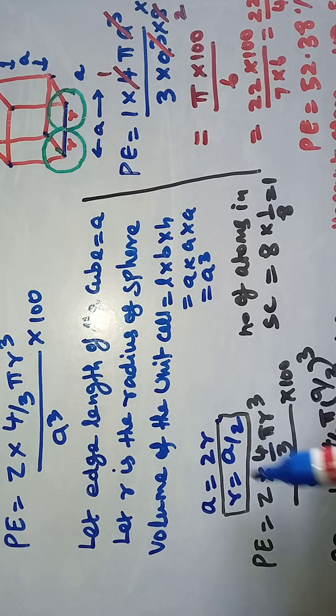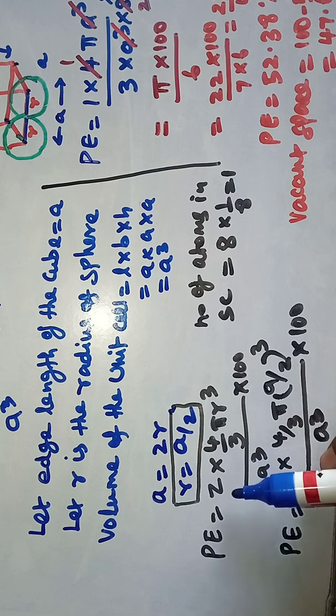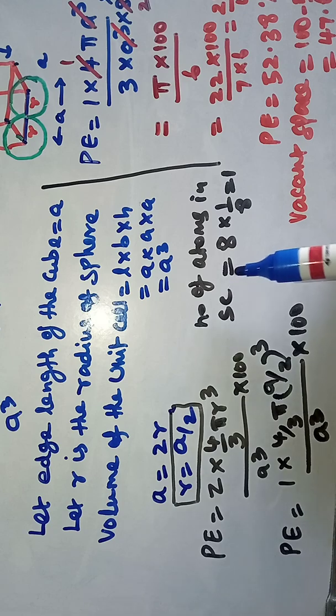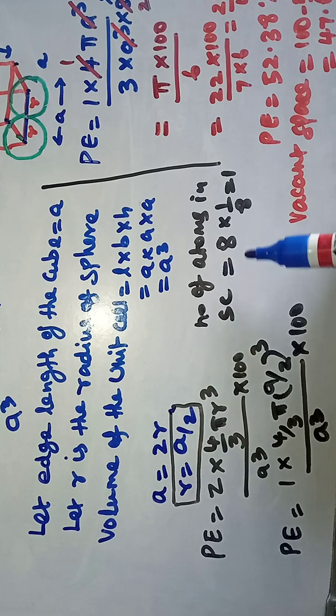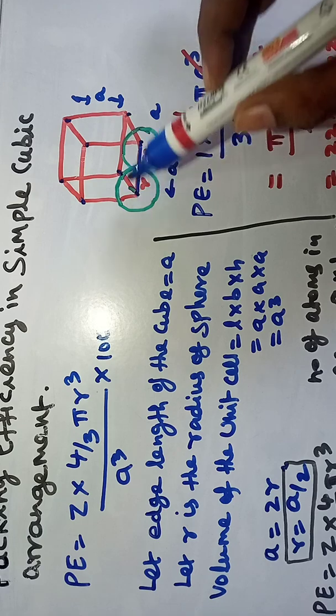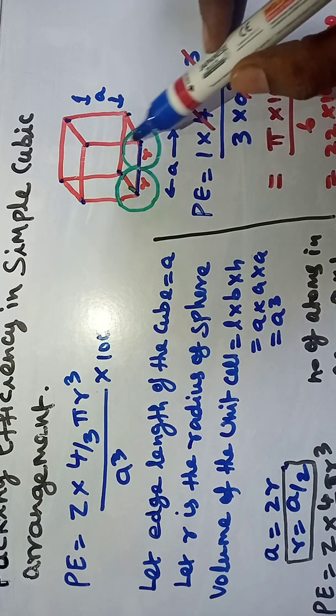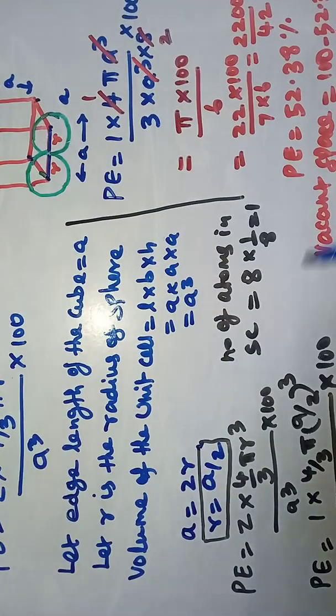Now we substitute the value of r in the packing efficiency formula. Packing efficiency is equal to Z into 4 by 3 pi r cube by A cube into 100. Before this we have to calculate the number of atoms in the simple cubic unit cell. The atoms are present in the 8 corners. Each corner is shared by 8 neighboring unit cells. So the number of atoms in a simple cubic unit cell is equal to 8 into 1 by 8, which is equal to 1.